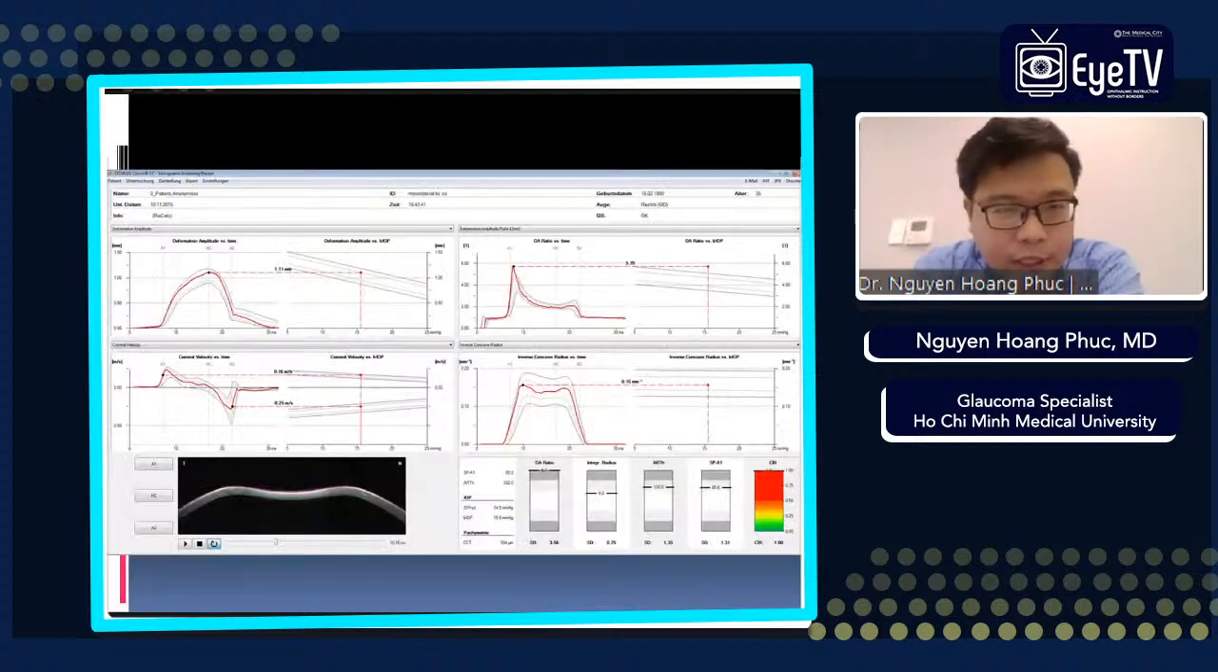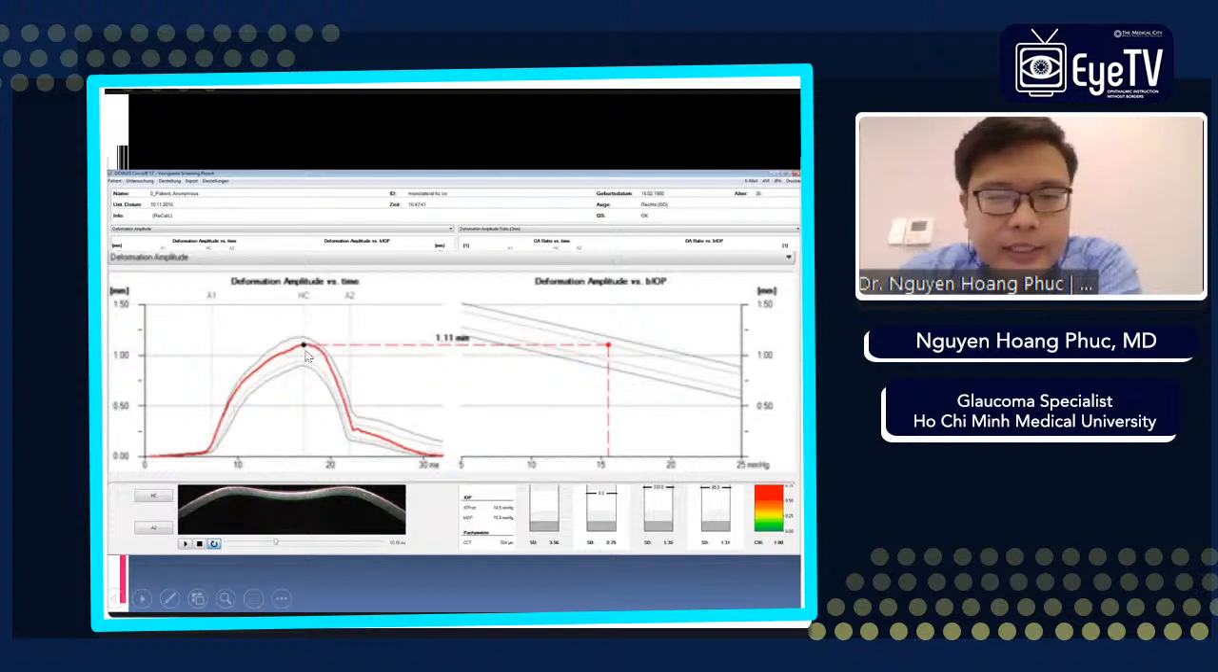This is the result of the CorvisST in a printout. We see that the red line is the result of the patient, and the red zone is the normal population. If the red line is inside the red zone, the patient has a normal value. And it's easier for the general ophthalmologist to do in practice.